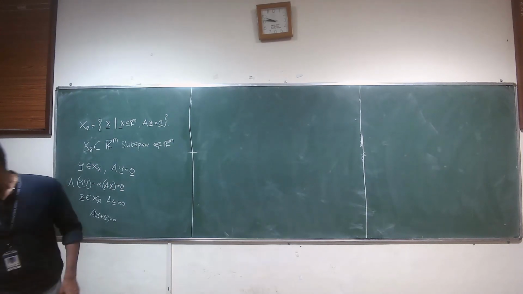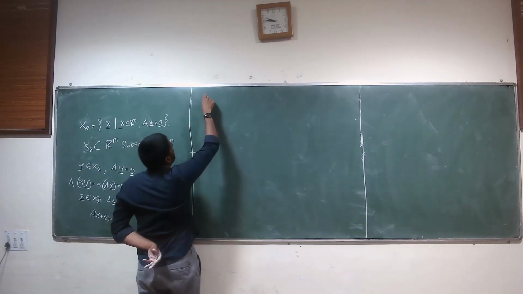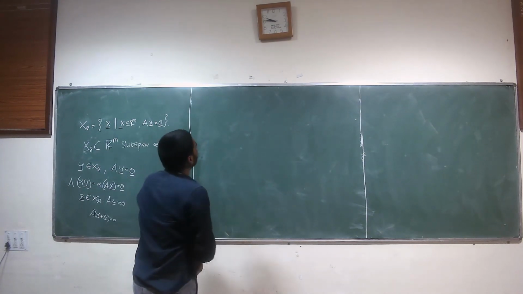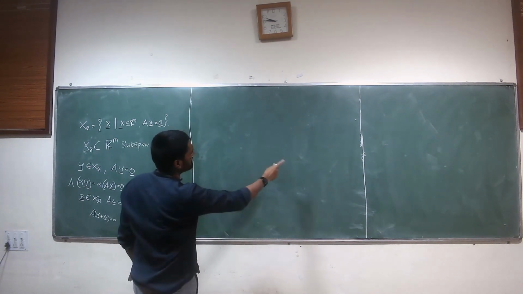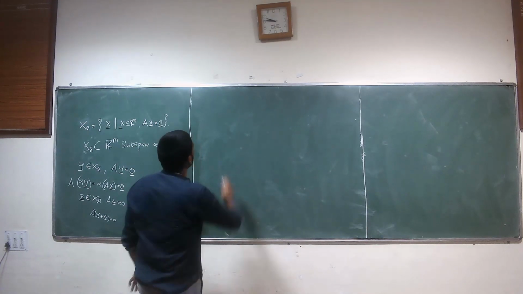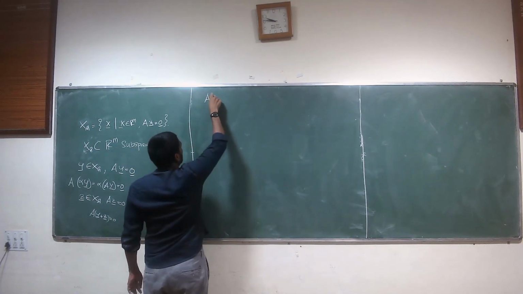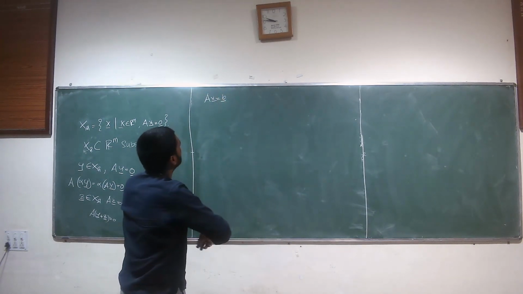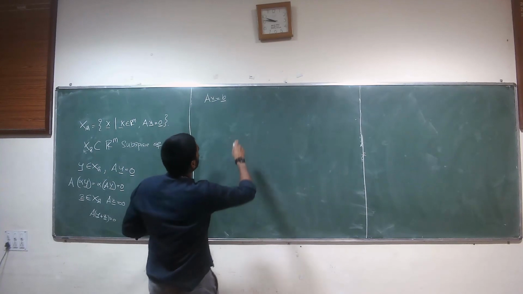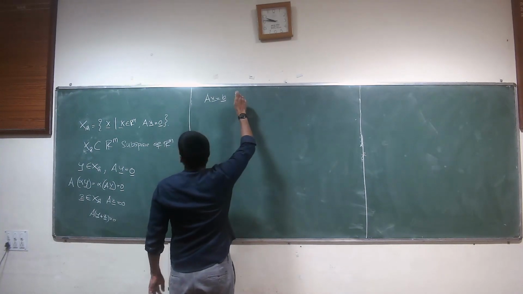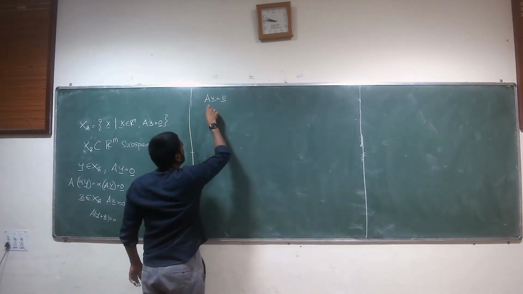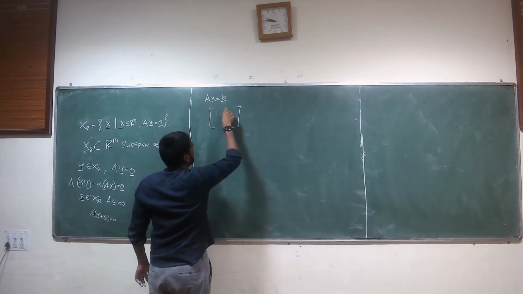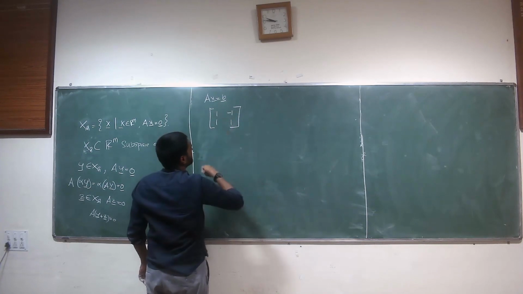Now we will take a closer look at the nature of the solutions that we get when we solve for Ax equals b. Say we take a 2 by 2.